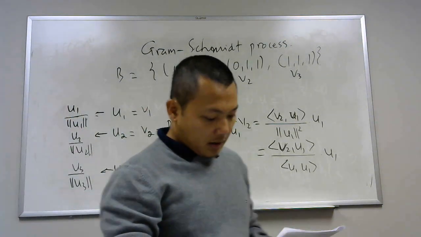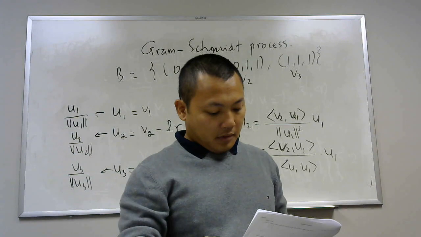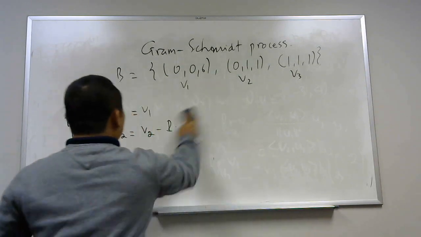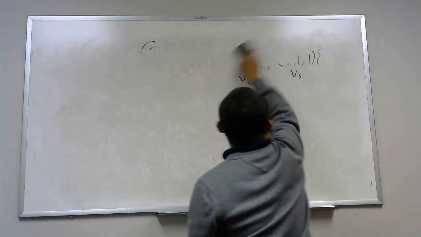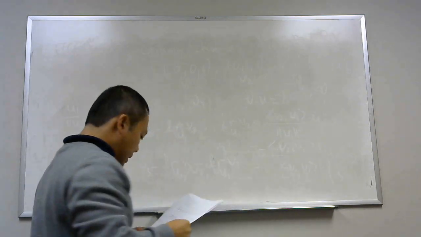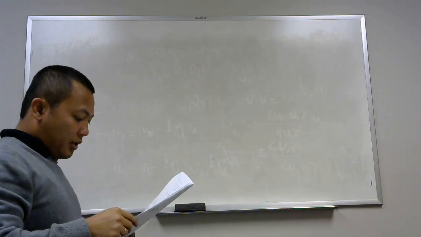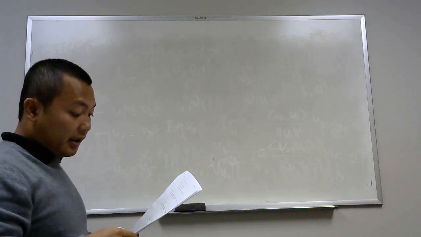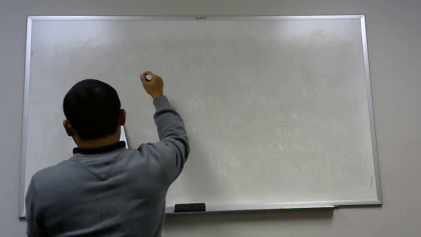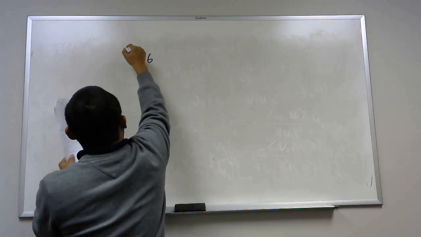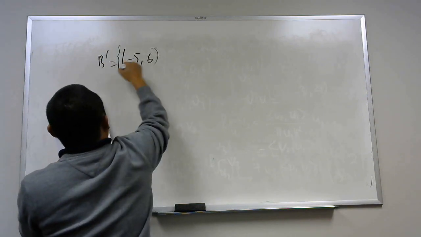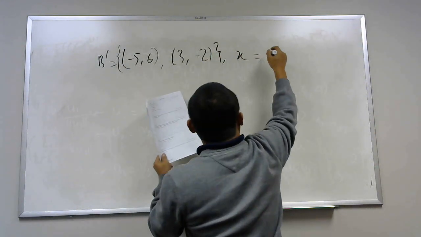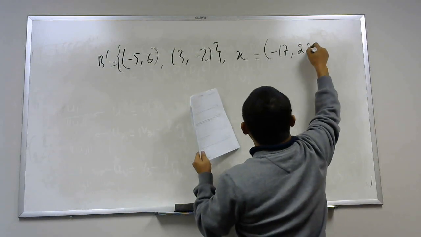Okay, move to the next. In the next question, they ask us to find the coordinate matrix, or coordinates, of some vector relative to the given basis. Here they have (-5, 6) and (3, -2), and the vector is (-17, 22).